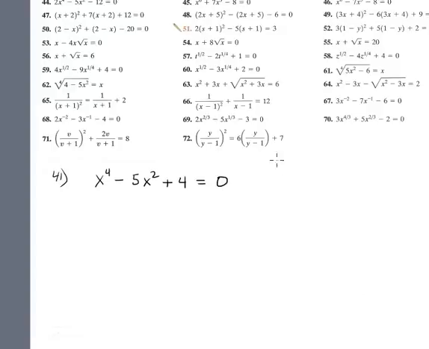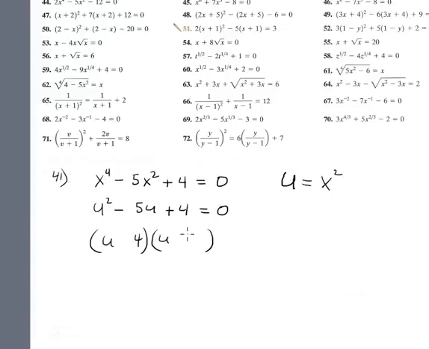Okay, 41 is a quadratic form equation. I define u like x to the second. This is u squared minus 5u plus 4 equal to 0. Now by factoring, 4 and 1 minus, equal to 0. Therefore u is equal to 4 and u is equal to 1.